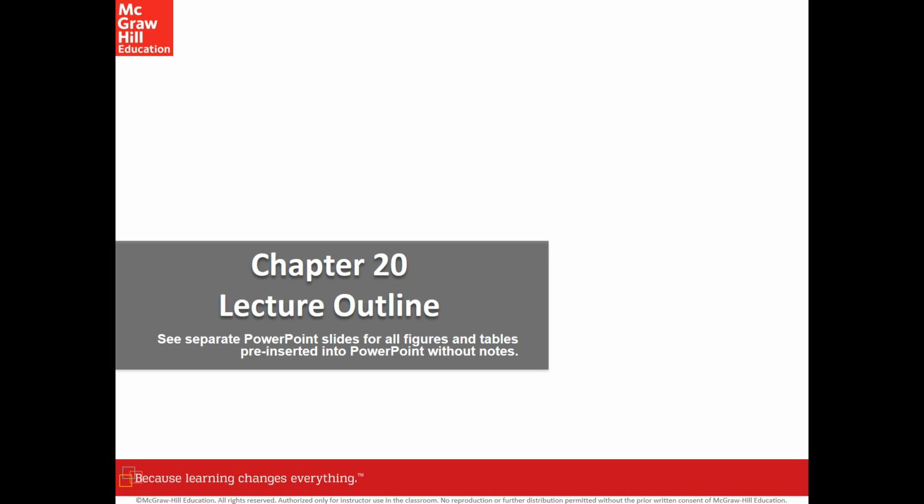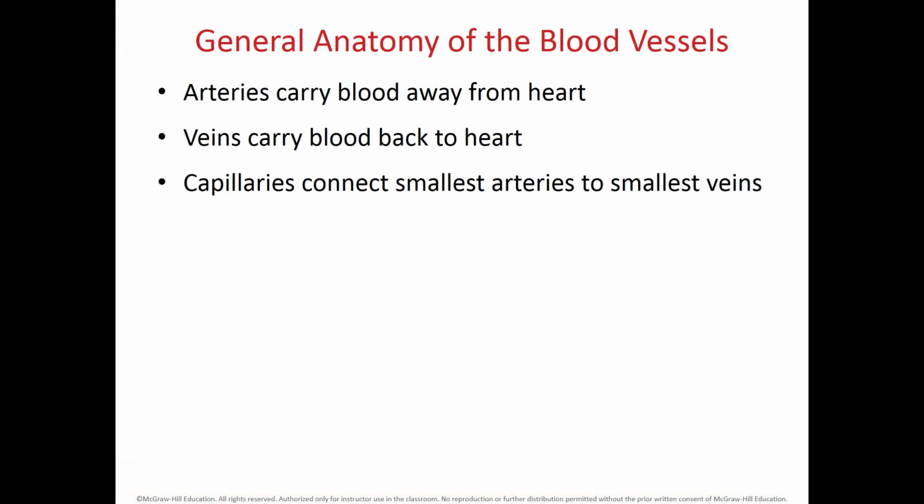Chapter 20, it's about the blood vessels. The blood vessels are arteries, veins, and capillaries. The arteries help to bring the blood away from the heart, while the veins bring back the blood into the heart, and the capillaries act as a bridge that connects the arteries and the veins.